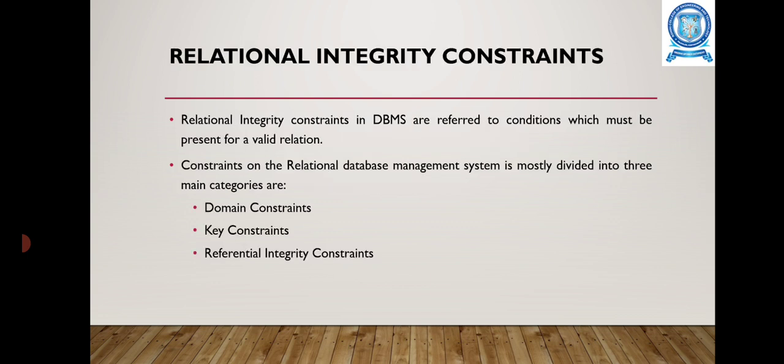Then some of the relational integrity constraints. Relational integrity in DBMS refers to conditions which must be present for a valid relation, known as relational integrity constraints. The constraints in a relational DBMS are mostly divided into three main categories. First is the domain constraint, second is the key constraint, and third is the referential integrity constraint.